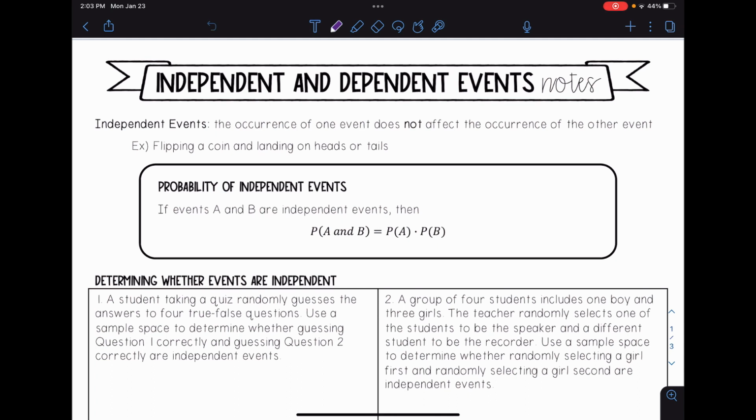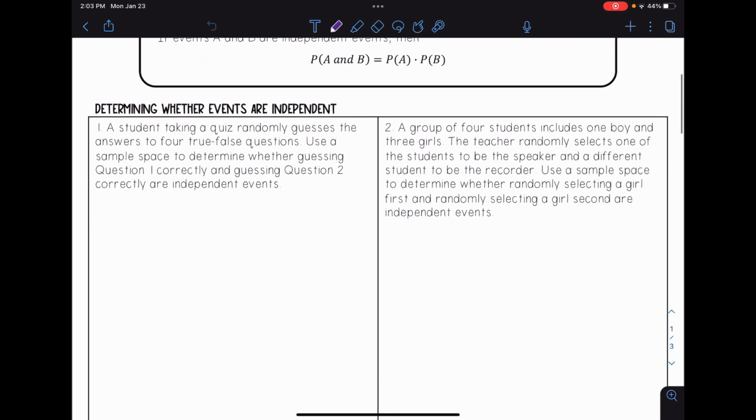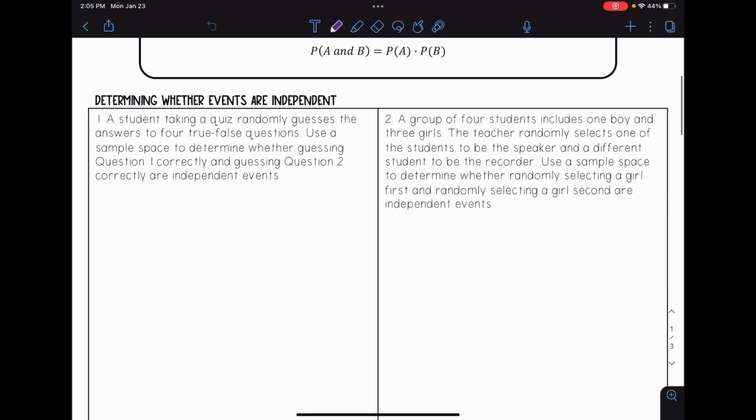And we can find the probability of independent events by multiplying the probability of event A times the probability of event B. So if A and B are independent events, to find the probability of both of them occurring, you're just going to take the probabilities of the individuals and multiply them together. So for this first set of examples, we're just going to look and determine whether events are independent.